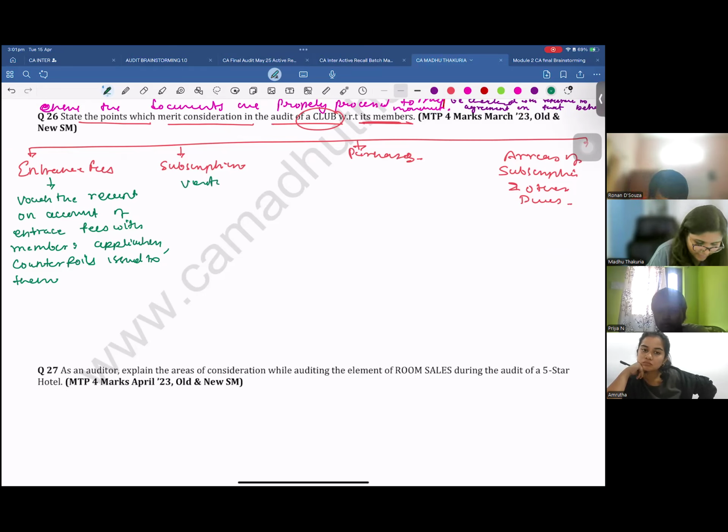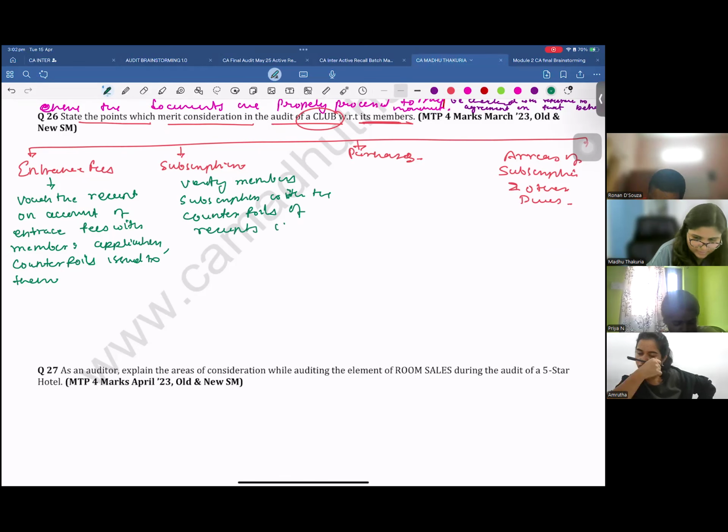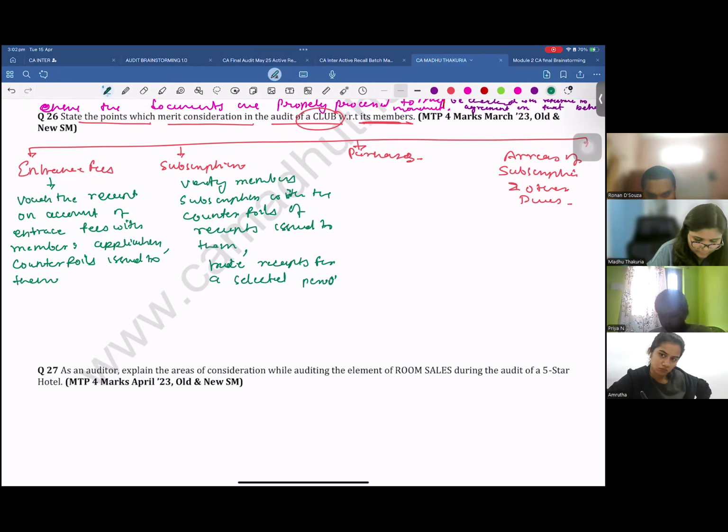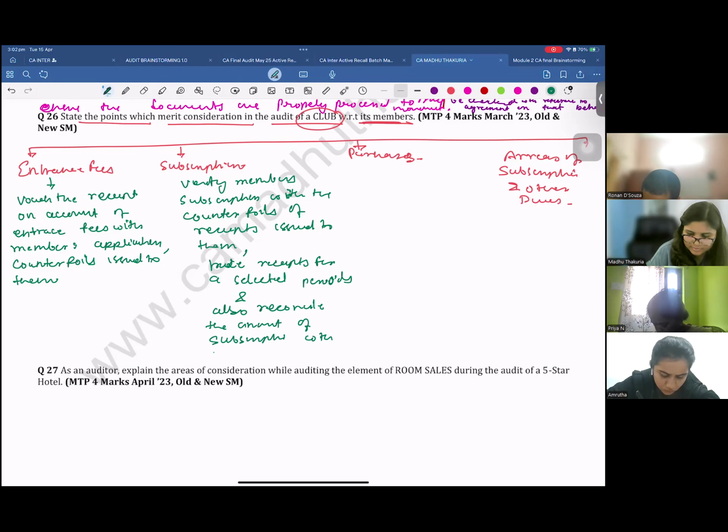Verify members' subscription with the counter foils of receipts issued to them, trace receipts for a selected period, and also reconcile the amount of subscription with actual amount collected and outstanding.